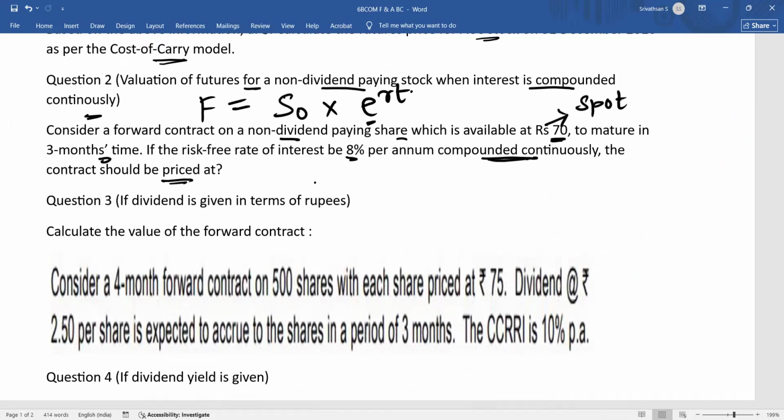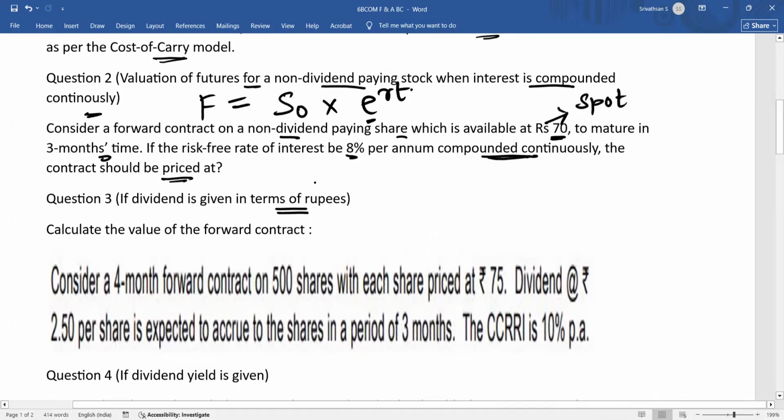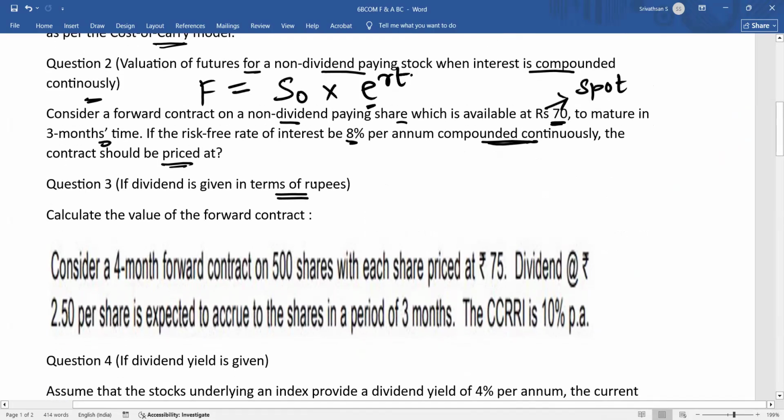Look at the third question. Again, it is a dividend paying stock, but in this question, dividend is given in terms of rupees. Consider a 4-month forward contract on 500 shares. If you are entering into a forward contract, can you purchase 1 share or 2 shares? No, you have to purchase in lot size, right? Consider a 4-month forward contract on 500 shares with each share priced at 75.